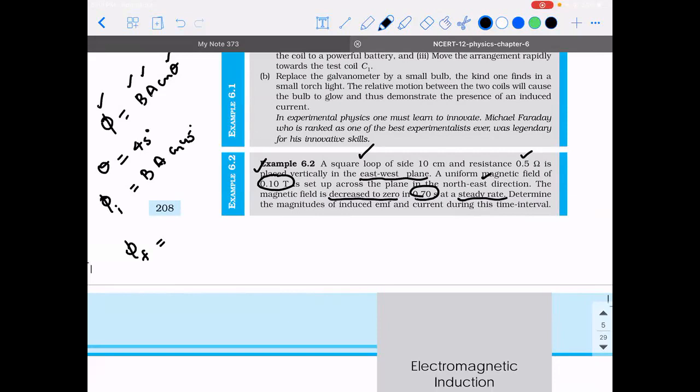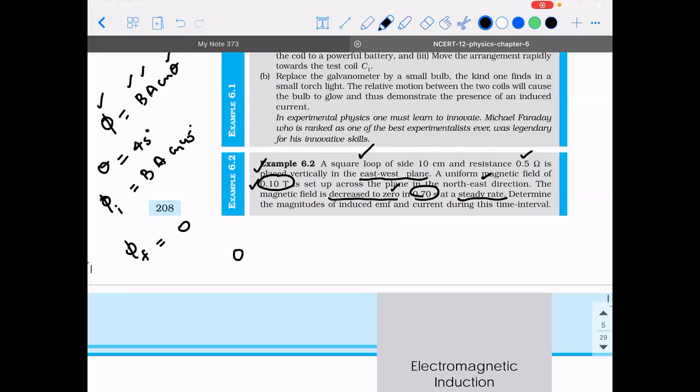What is the final flux? It is 0. Why 0? Is it 90 degrees? It is not 90 degrees, because orientation has not changed. The magnetic field itself becomes 0. They told us the magnetic field is decreased to 0. So here B is 0, and A and cos 45 are the same.